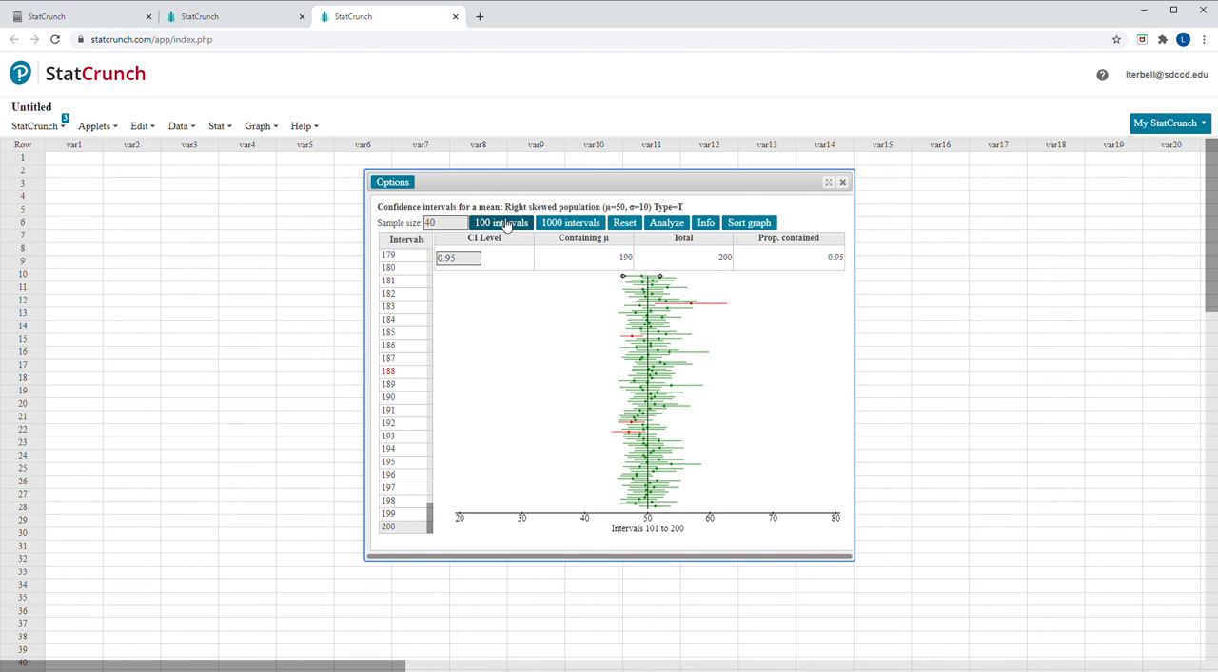So now you can see with our simulations, we're closer to 95% than when we had a small sample. Okay, so that's the last one I want to do, and that's what I wanted to show with this simulation.